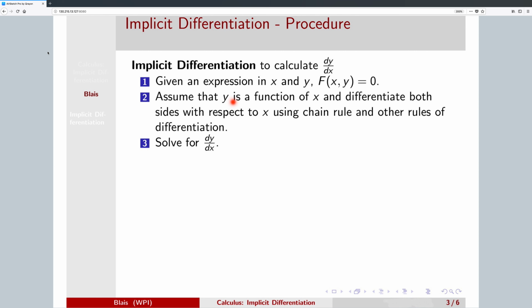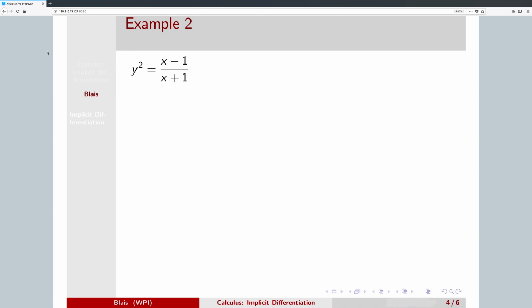And then we're going to assume that y is a function of x. Maybe there may be multiple functions in there, y being defined as a function of x. We differentiate both sides of the expression with respect to x using our chain rule and other rules of differentiation. And then when we're done, we solve for dy/dx. So this really is just a formal description of the procedure that we just implemented. So let's do a couple more examples and see this in action some more.